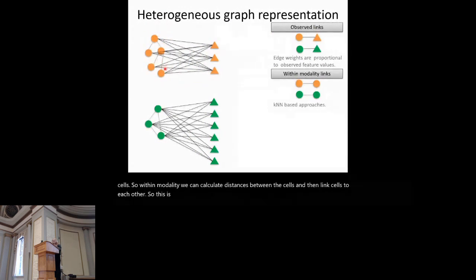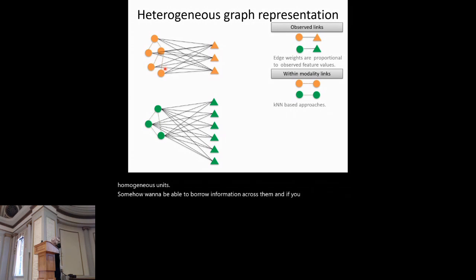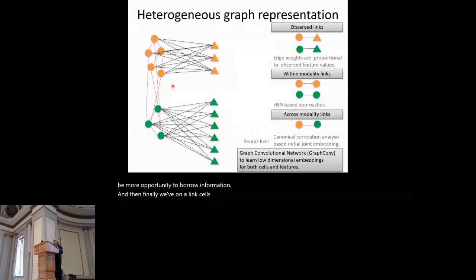This is also kind of nice because, from a statistical point of view, if you have homogeneous units, you somehow want to be able to borrow information across them. If you are purely treating the data as a matrix and feeding it into an encoder, perhaps there are fewer opportunities to do that. But once you link the cells based on their similarity in this domain, now there's going to be more opportunity to borrow information. And then finally, we want to link cells across modalities. One can use very different things here, but Seurat is quite robust, so we use the canonical correlation type approach that's actually also implemented in Seurat.